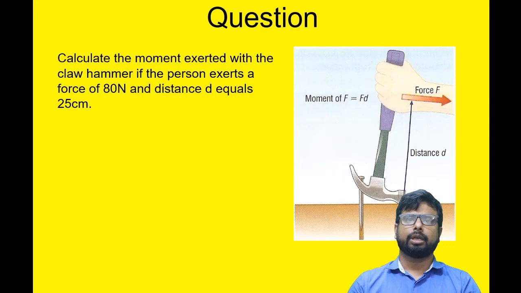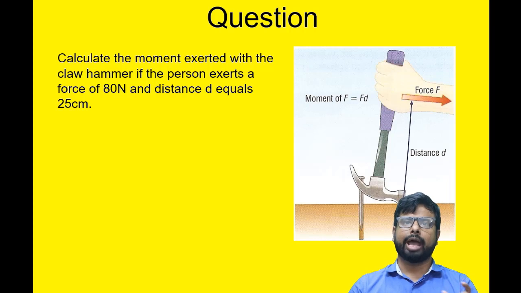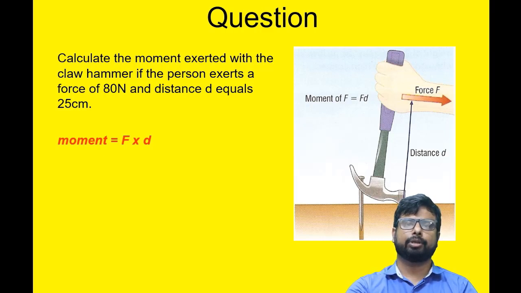Question 1. Calculate the moment exerted with the claw hammer if the person exerts a force of 80 Newton and distance d equals 25 centimeter. Look at the diagram first. Here is the pivot, and the perpendicular distance from the pivot to the direction of the force is distance d. Here it is 25 centimeter. We know moment equals force F into perpendicular distance d.